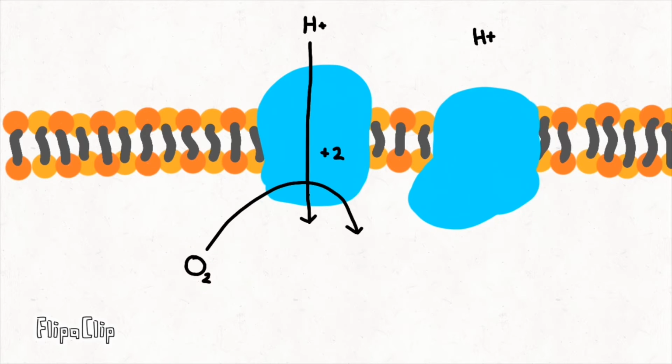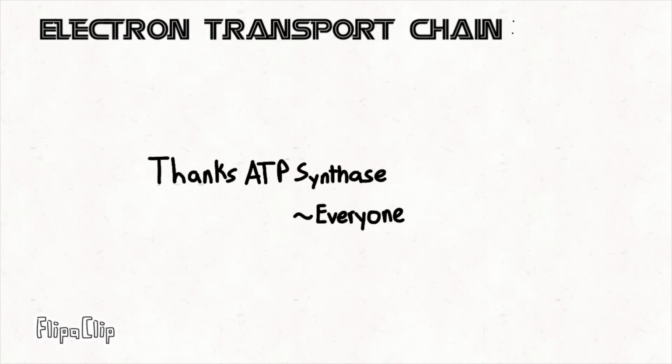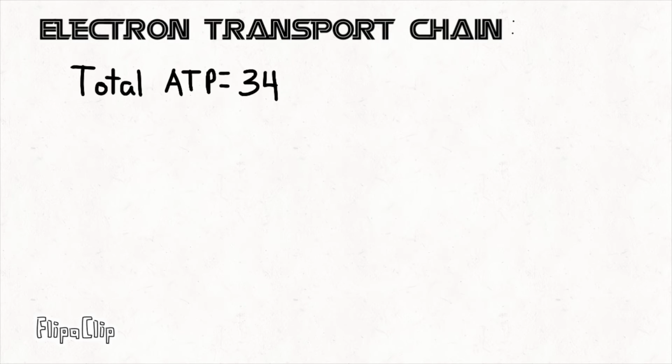Now, oxygen is the final acceptor of the electrons, and when you have an oxygen molecule combining with two protons, you get H2O, which is water. So water is a product as well. The electron transport chain produces a lot of ATP compared to the other two steps. It's all because of the ATP synthase.